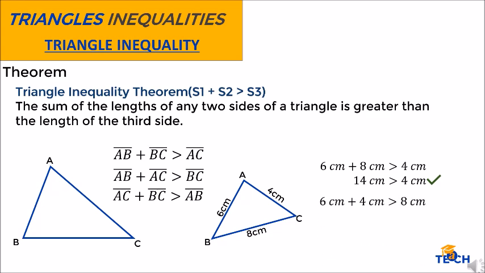Let's proceed. 6 cm plus 4 cm is greater than 8 cm. So if we add up 6 plus 4, it is equal to 10 cm. So 10 cm is also greater than 8 cm.